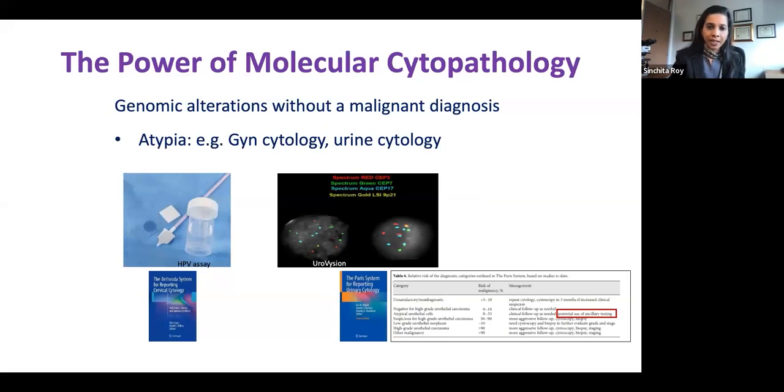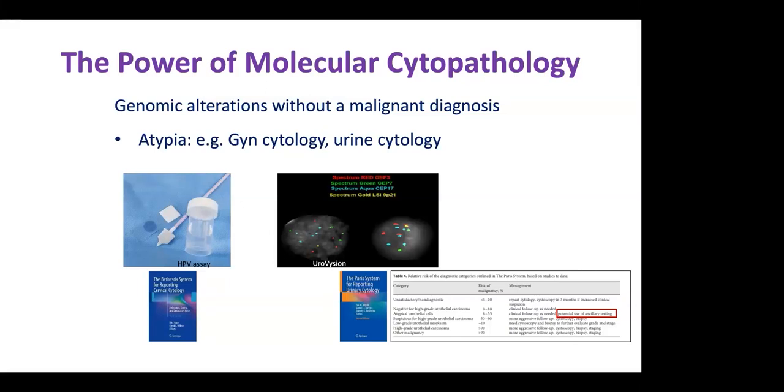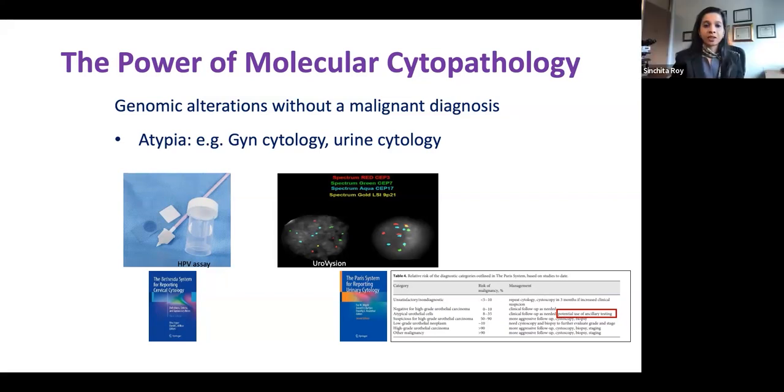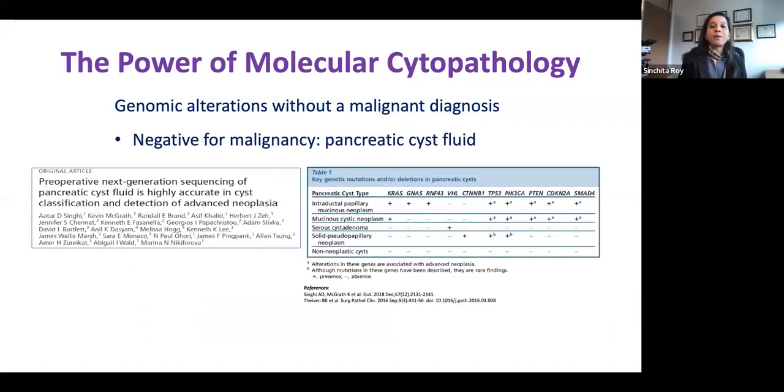And we have been doing that in cytology for decades. We've been using molecular testing in atypical diagnoses for GYN cytology, with HPV assays from cervical cytology. We've been doing more recently HPV assays on head and neck cancers. And then in urine cytology, if you look at The Paris System, the atypical urothelial cell diagnosis actually has a recommendation of using molecular testing in conjunction with the cytology to help from a management standpoint. How about cases where there is no diagnosis of malignancy?